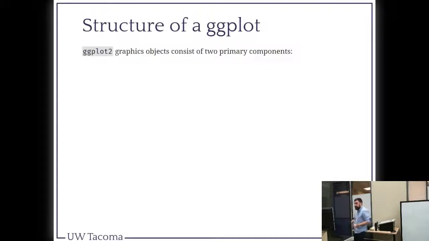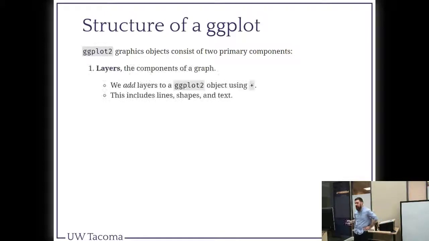But first, I want to talk about the structure of this to make this make sense before I work through it. So, ggplot2 graphics objects consist of two primary components. The first are the layers. These are the visible components of the graph. We add them with a plus sign like I showed in that last example.